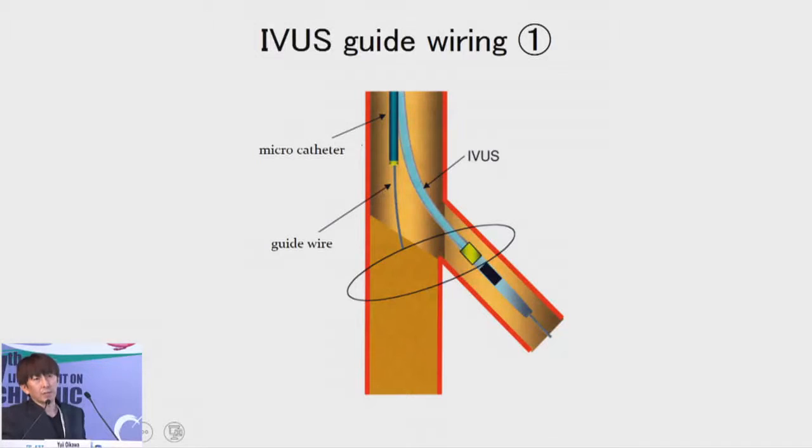There are two ways of IVUS usage for CTO PCI. First, IVUS can detect the CTO entry, crossing the wire to the side branch. The IVUS catheter is inserted along this wire. After that, the operator should advance one more wire towards the CTO entry.